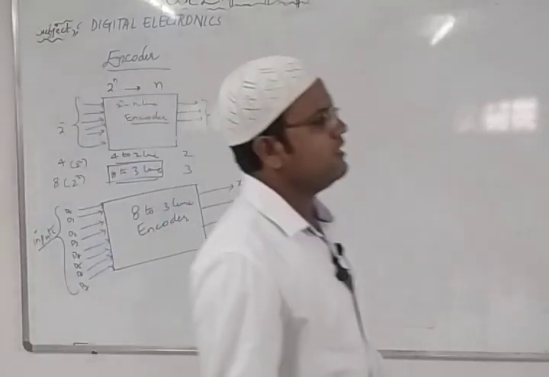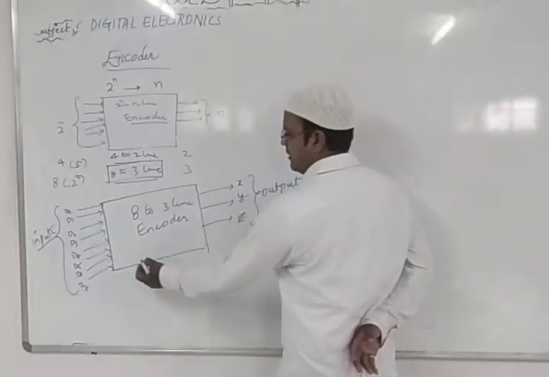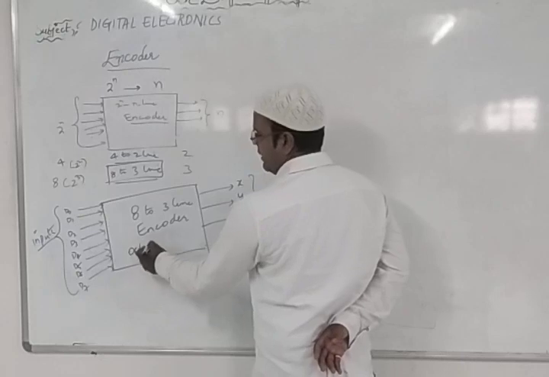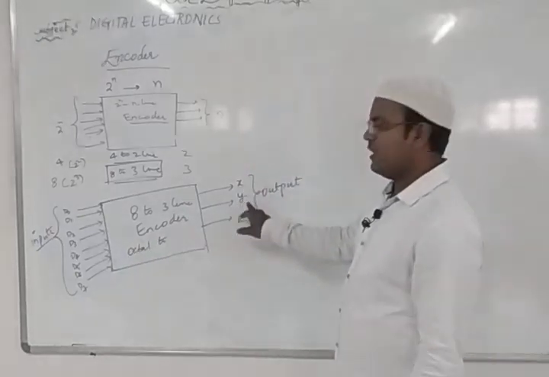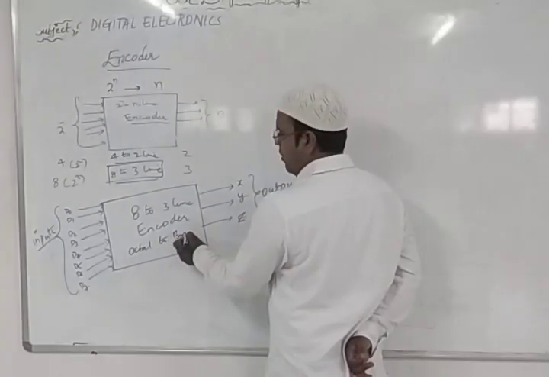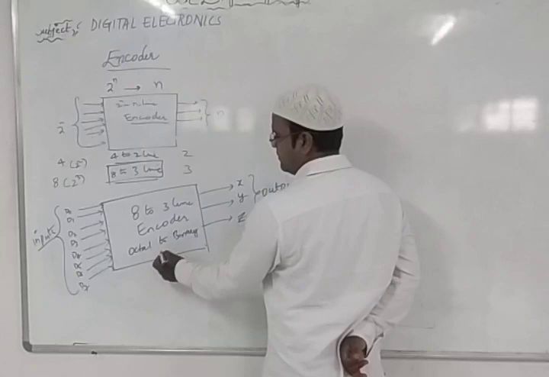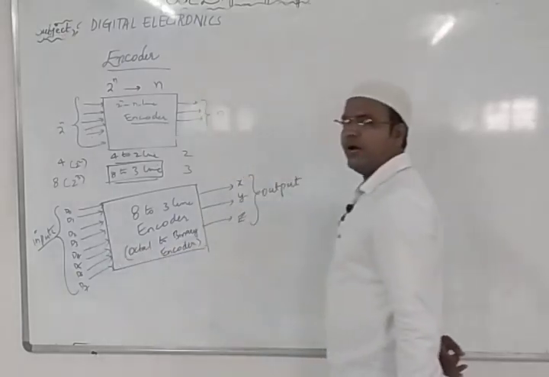So what is this 8 actually? If I want to say it is 8, I can say it is octal. Octal to 3 lines is nothing but 1 will become enable. I am left with 2 values. So this 2 is nothing but binary. So I can say octal to binary encoder. Another name for this particular encoder is octal to binary encoder.